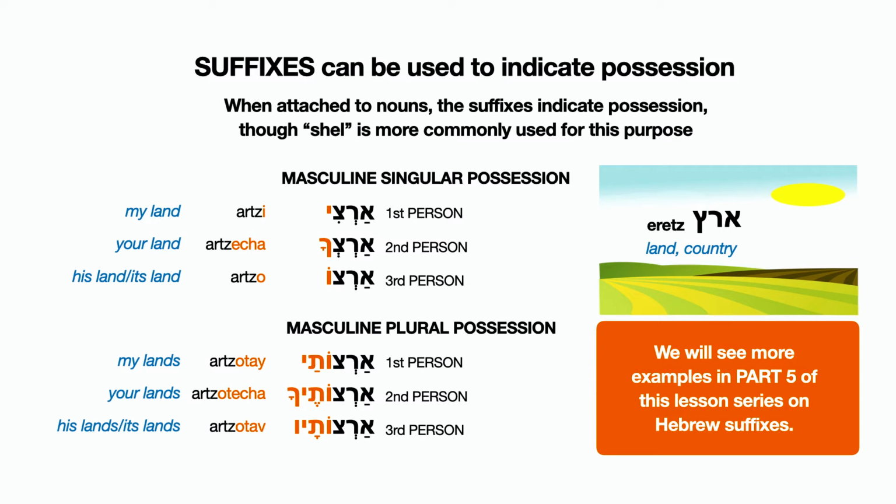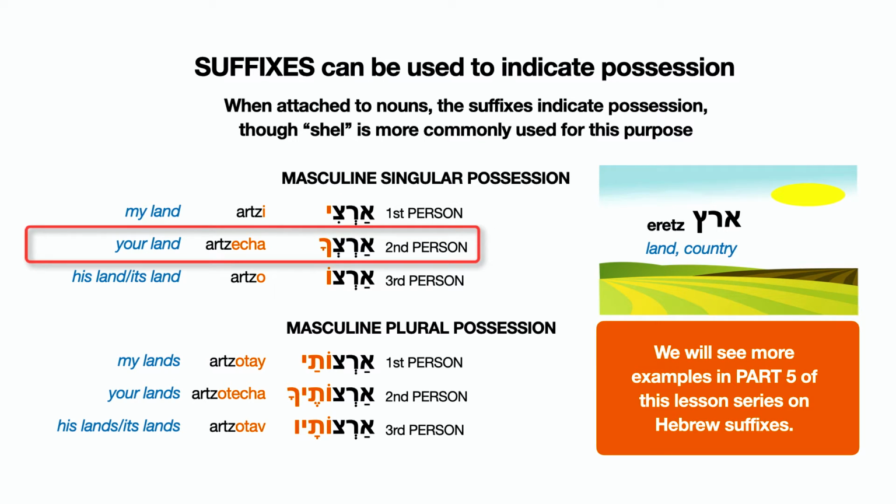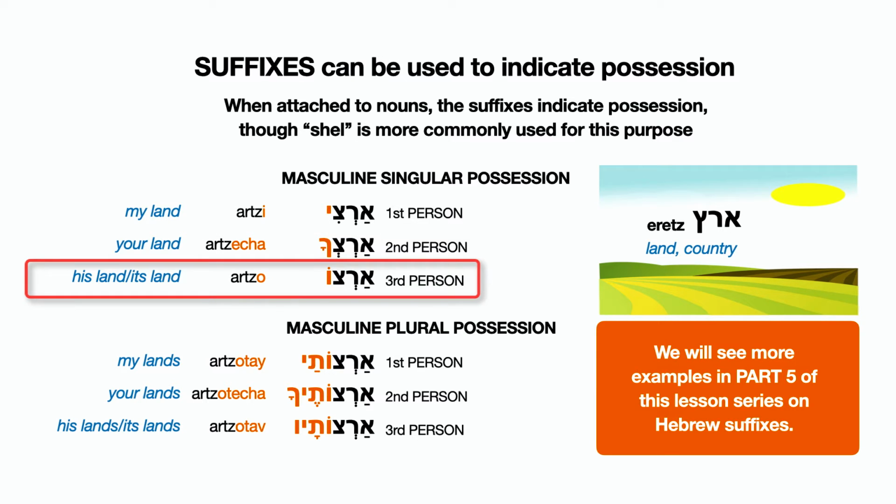So if I'm a male person, which is not the case, I would say my land, artsi, first person, masculine singular. If I'm talking to a male person and I want to say your land, I would say artsecha. Echa is the suffix. And if I want to say his land or its land, artso, o is the suffix, if I'm referring to a third person who is singular and masculine.